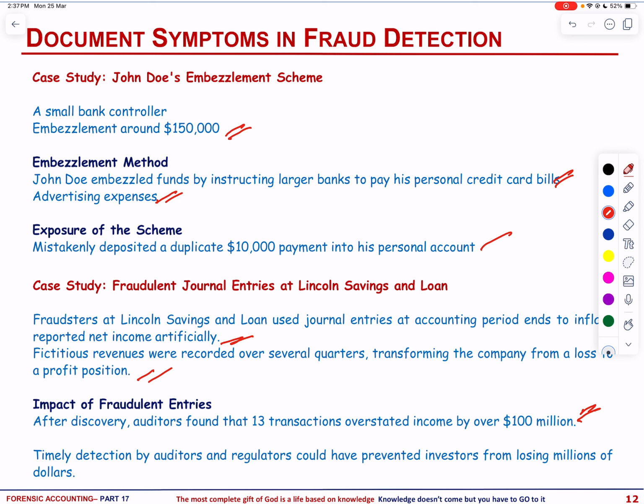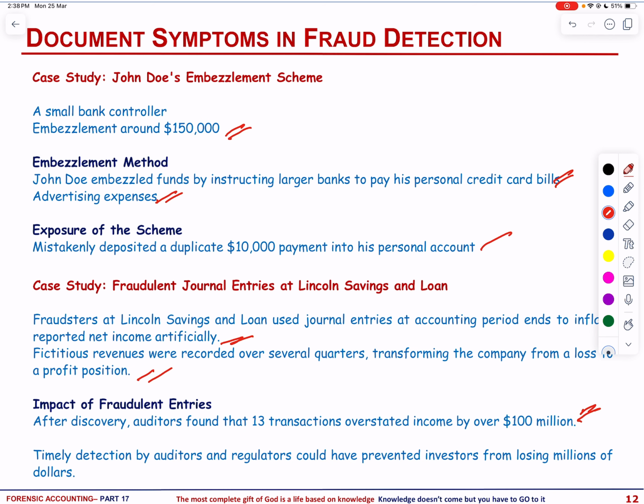So, the fraudster exploited journal entries at the end of accounting periods to manipulate reported net income, artificially boosting the company's financial position. Despite the magnitude of the fraud, it could have been detected earlier if auditors and regulators had recognized the pattern of last-minute entries. Thorough scrutiny of financial transactions and timely detection by auditors and regulators are crucial in preventing fraud and safeguarding investors' interest.